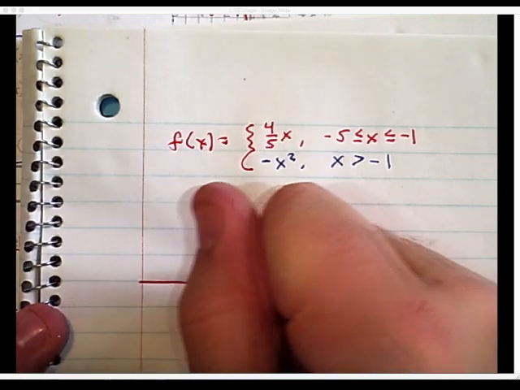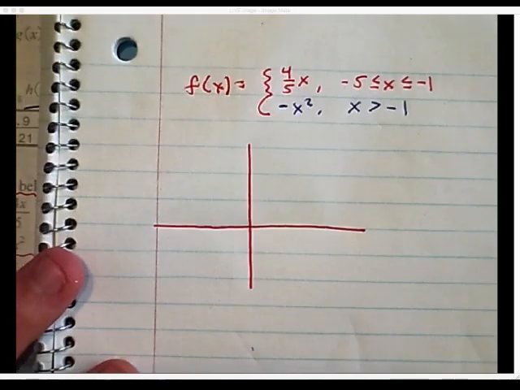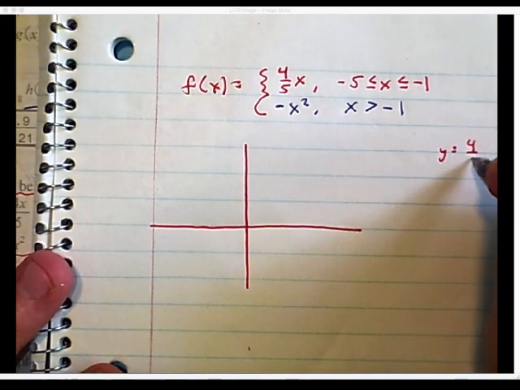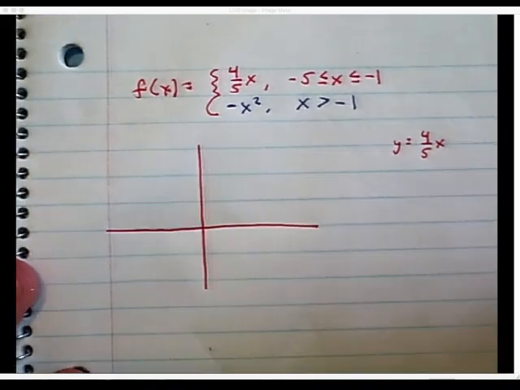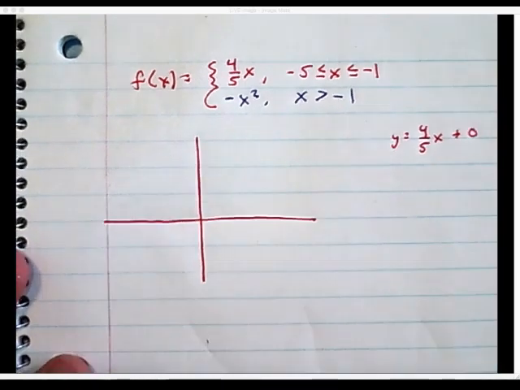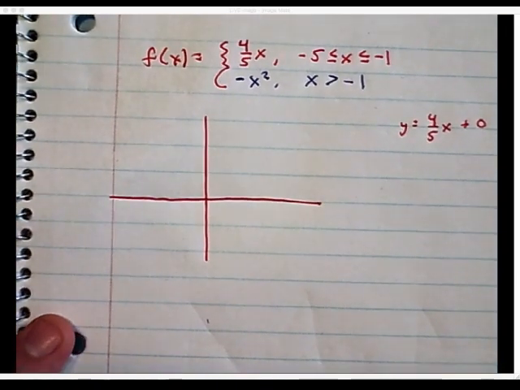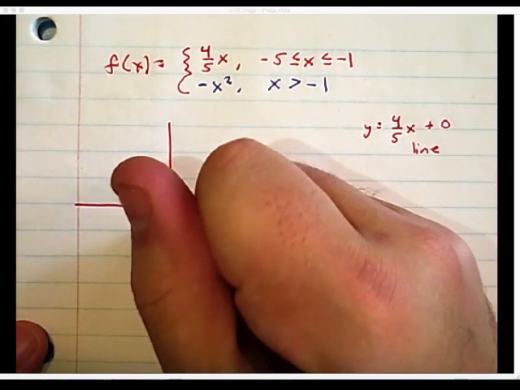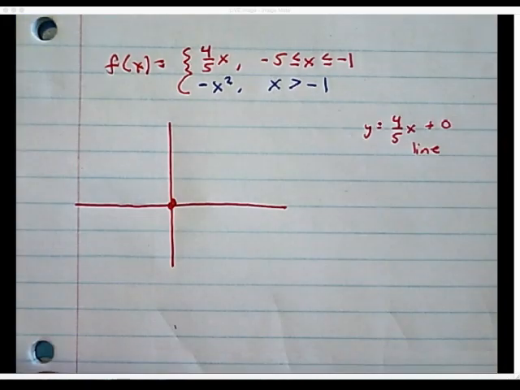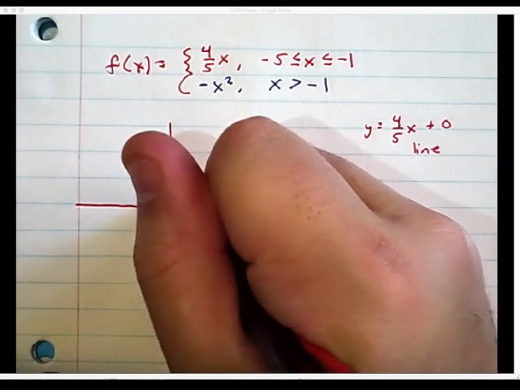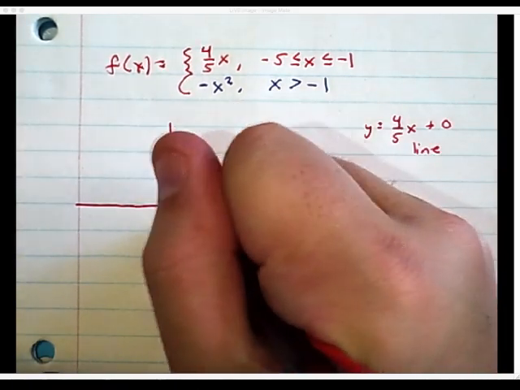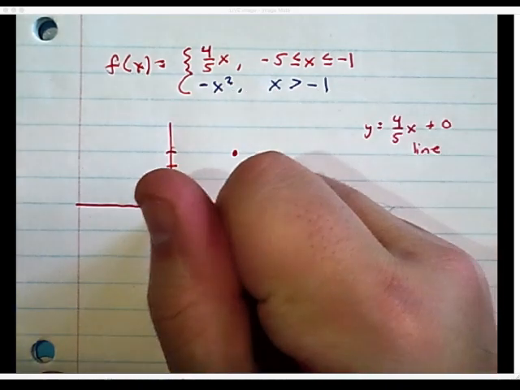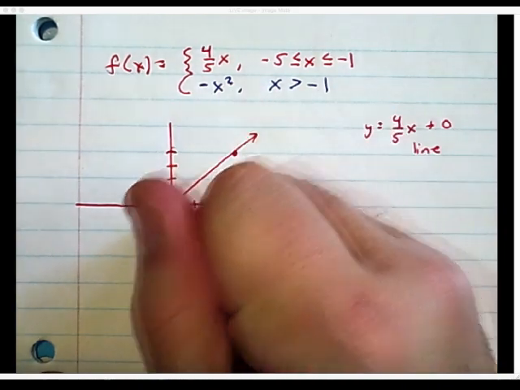Let's think about graphing. Think about if you had y equals 4/5 x, which really means y equals 4/5 x plus 0. Well, that's just a line. It has a y-intercept of 0. Then you would rise 4 and you would run 5. So that's how you would graph that function.